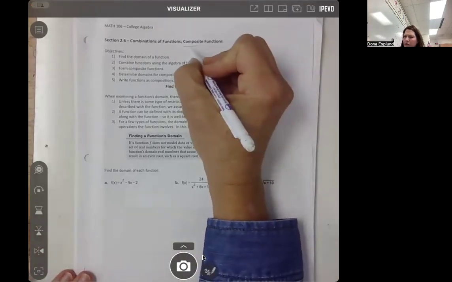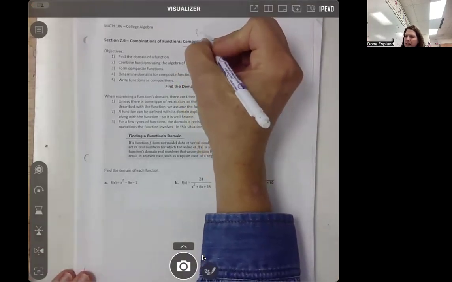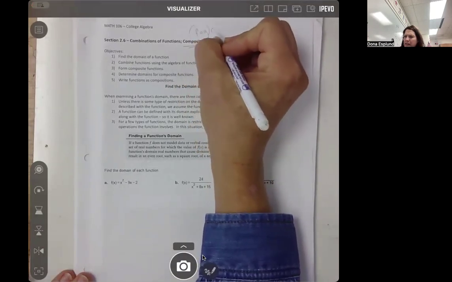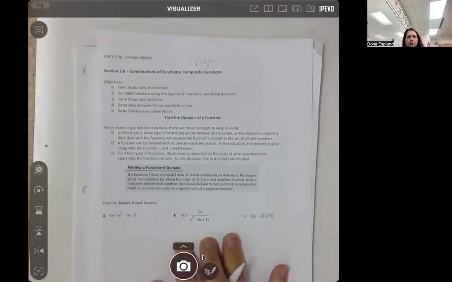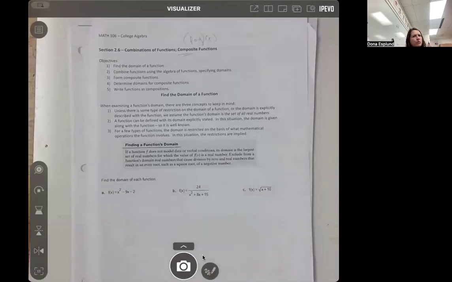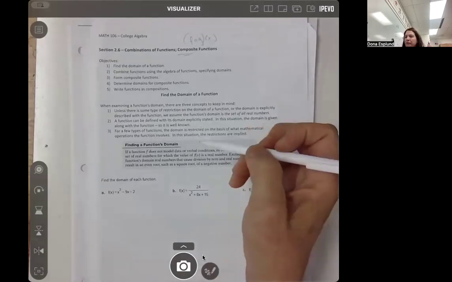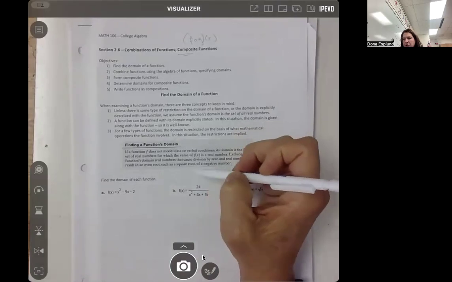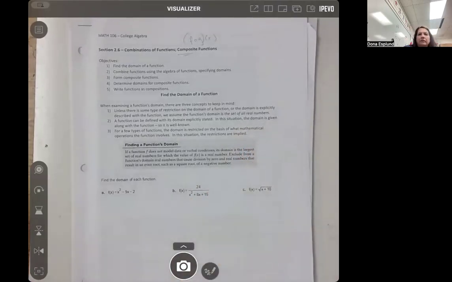Just to remind you, composite functions, you've probably seen f of g of x maybe in your Algebra 2 down the road. It's a function within a function. And when we start off, we need to have a firm grasp of what the domain is doing.